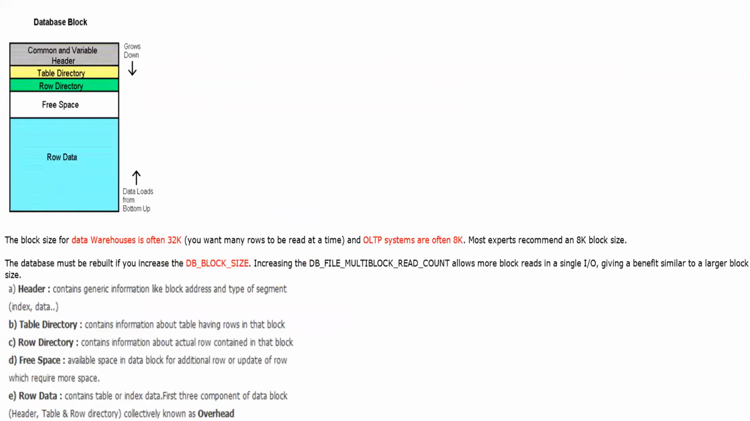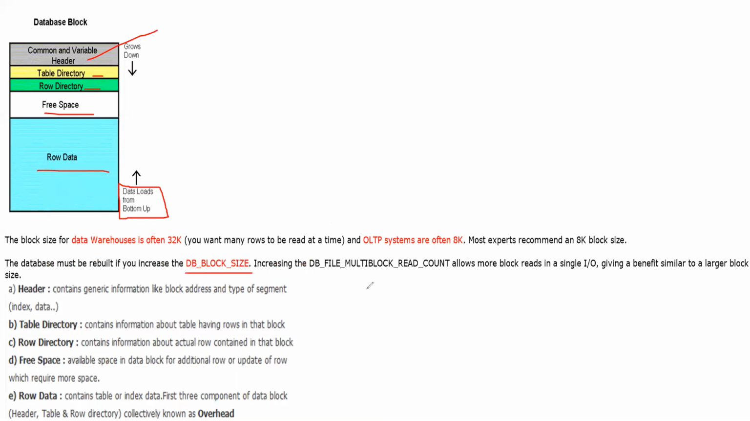So this is what the anatomy of a database block looks like. The data grows from the bottom. This is the row data, this is the free space, this is the row directory, this is the table directory, and this is the header. The block size varies, and whatever block size you give is defined by this particular parameter.